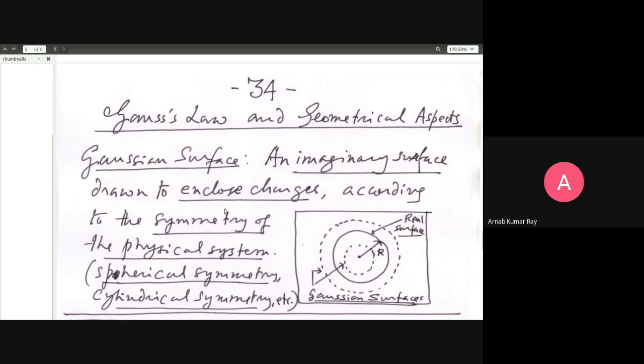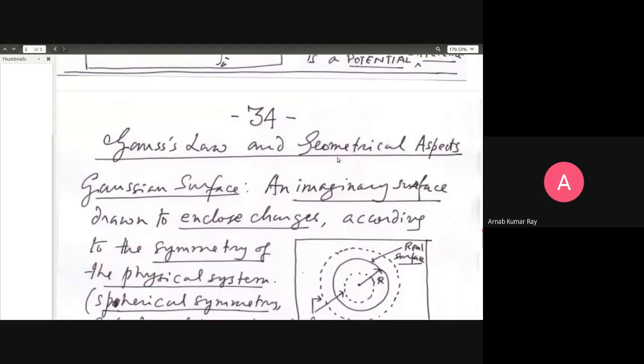So here, this is something that I just touched upon before the examination. It was not really a very important part of the examination, so I thought since I was giving you the notes, I talked about it. Here I shall talk about it in some greater detail. So here you have a Gaussian surface. First, let's look at Gauss's law and some geometrical aspects.